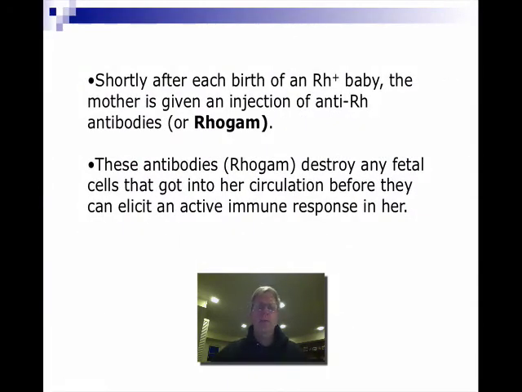Fortunately now we're able to take care of this condition. There is a drug that is given to the mother called Rhogam shortly after the delivery of her Rh positive baby. And Rhogam are basically antibodies that will destroy the fetal cells that have gotten into her circulation very quickly, so that her body does not elicit an immune response from being exposed to these Rh factors, because they're destroyed so quickly.